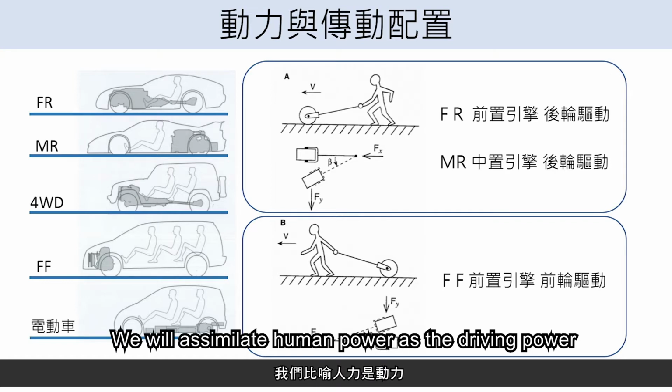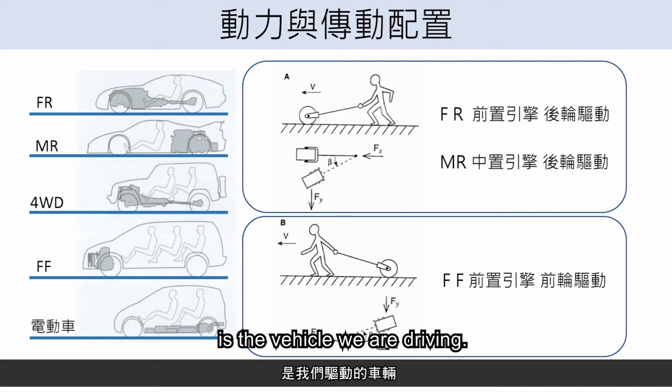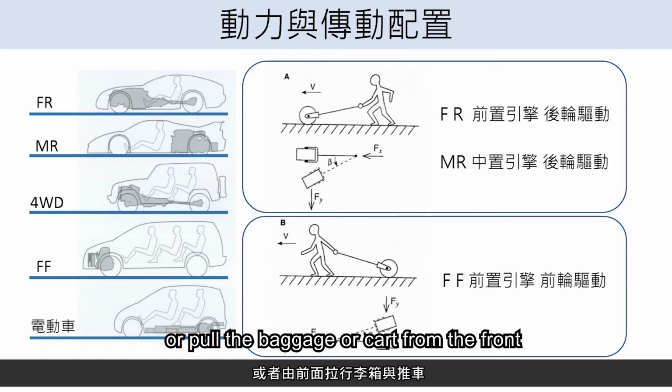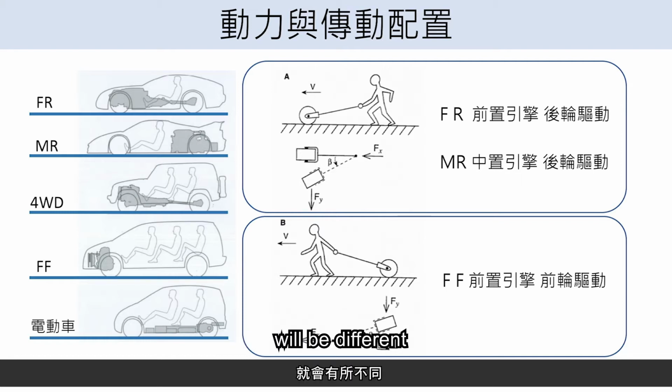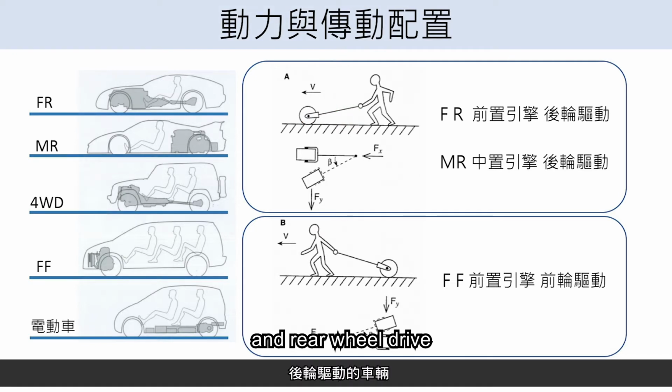We will assimilate human power as the driving power. Pulling a baggage or pushing a cart is the vehicle we are driving. Everybody has had this experience. If you push your baggage or cart from the back or pull the baggage or cart from the front, the way of handling its stability will be different. If it is pushing from the back, such as a vehicle with front engine and rear-wheel drive, or with MR middle engine and rear-wheel drive, they have a similar concept.